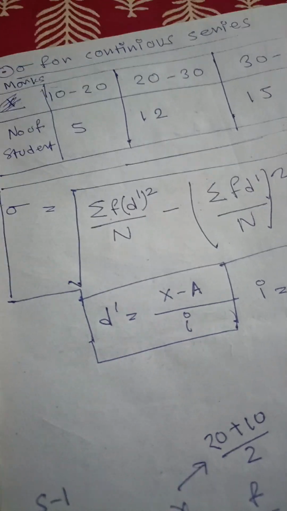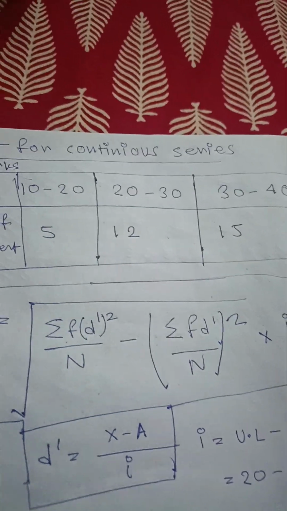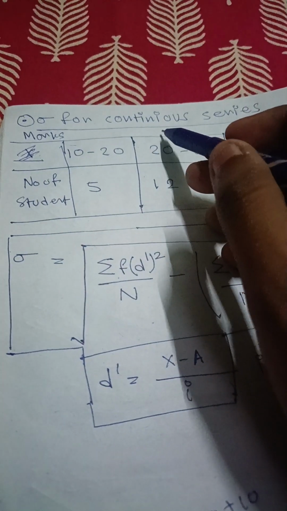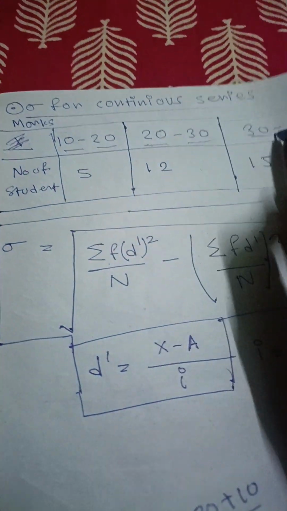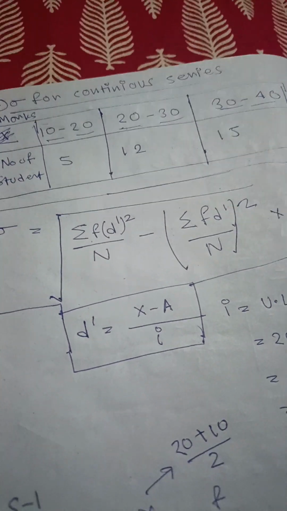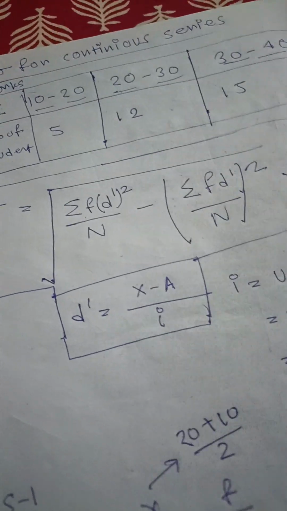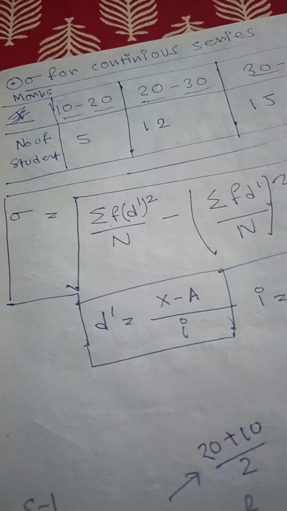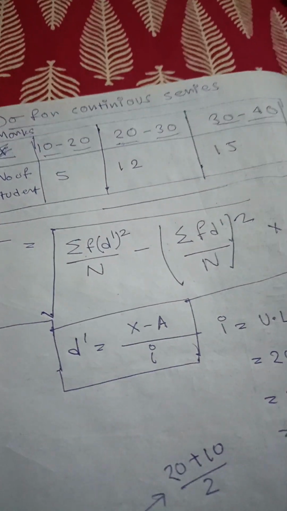After that, if it is needed we will definitely do that, but for continuous series we have to use a somewhat different approach. Here two things are given. How do we understand that it is continuous? As we can see, 10 to 20, where the ranges are given and we have to find the SD, that is called a continuous series. When I make the lecture on measures of central tendency, you can understand it better. So the marks are 10 to 20, 20 to 30, and 30 to 40, and the number of students are 5, 12, and 15 respectively.